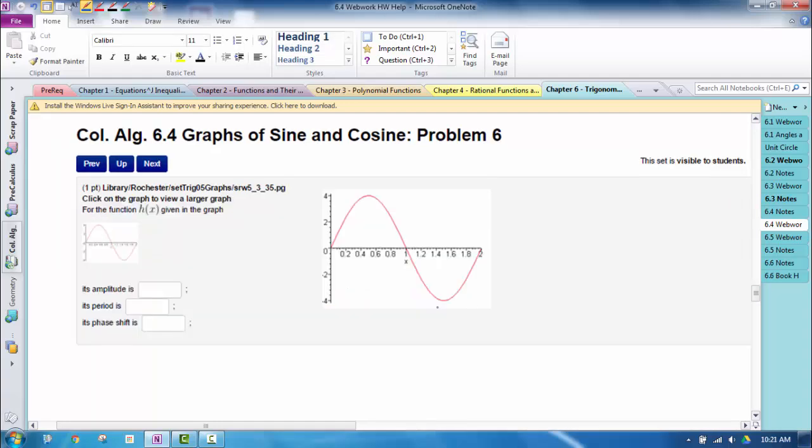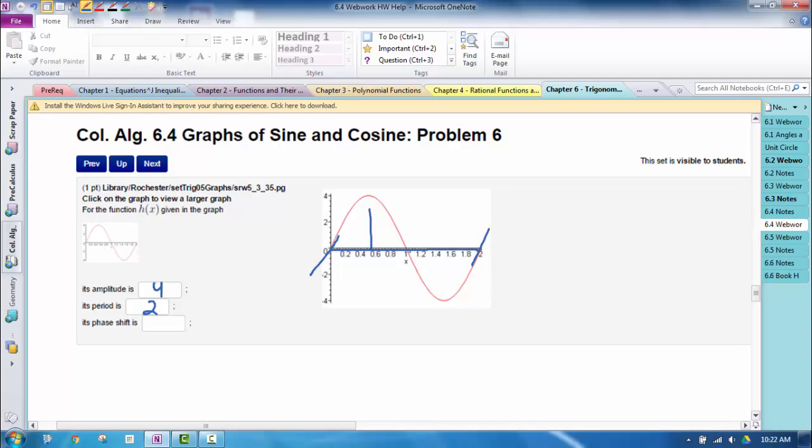Okay, the next problem then gives us this graph, and it wants to know the amplitude, period, and phase shift. The amplitude, once again, is this height from the equilibrium point to the top, which is 4. The period is how long it takes to repeat itself, which in this case is 2, because it's going up here and crosses 0, and then it's going up here and crosses 0, so it looks like in 2 full units it repeats.